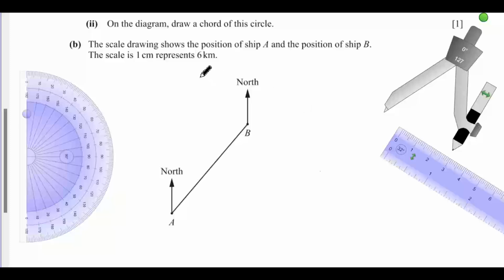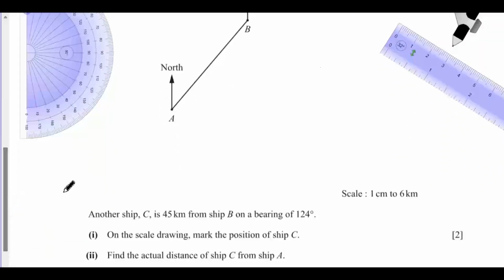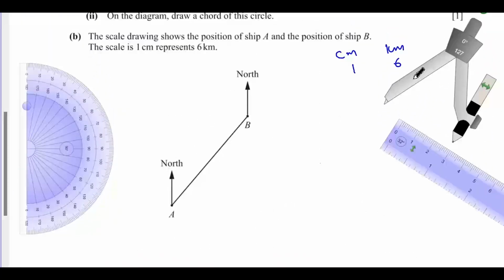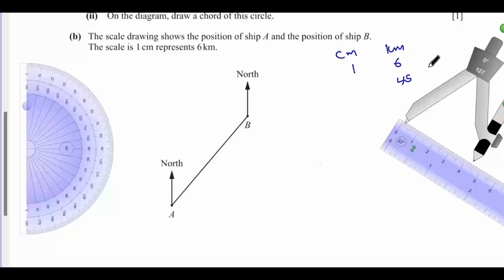Part B, the scale drawing shows the position of shape A and the position of shape B. The scale is 1 centimeter represents 6 kilometers. So we can have centimeters to kilometers, and that will be 1 to 6. Then let's scroll down to see the question. Another shape C is 45 kilometers from shape B on a bearing of 124 degrees. So we need to convert 45 kilometers to centimeters on the scale drawing.